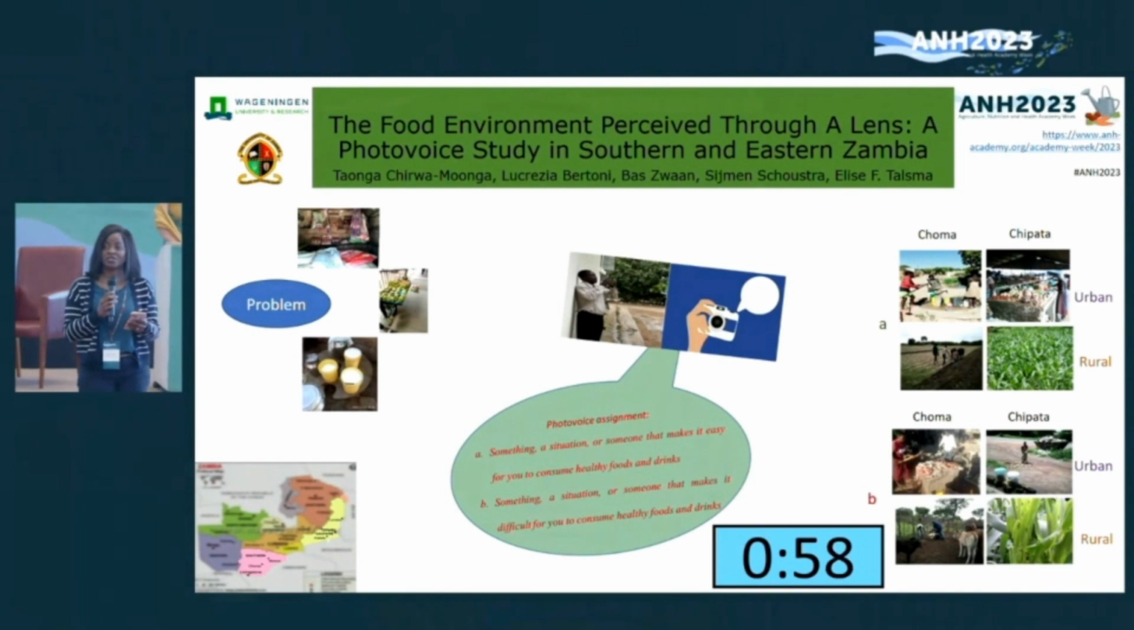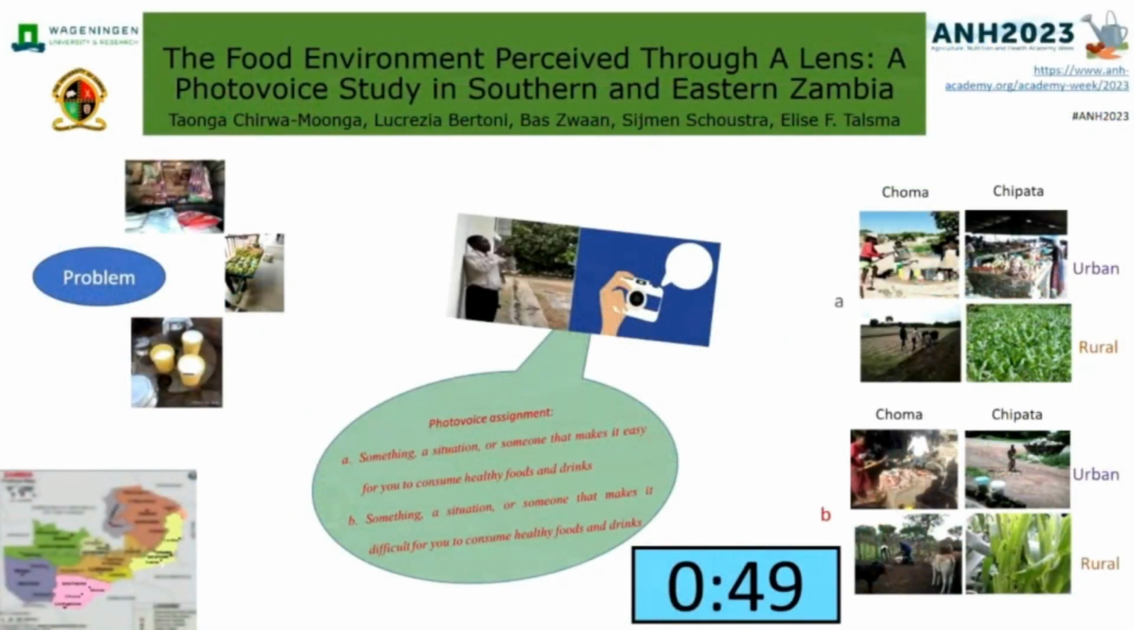Non-communicable diseases continue to rise globally, and we know that the food environment plays a role in shaping the diets of individuals. So we conducted this research to understand the role that the food environment plays in shaping the diets that surround Zambian fermented milk called mabisi, which has the potential to prevent non-communicable diseases when consumed as part of a healthy diet.